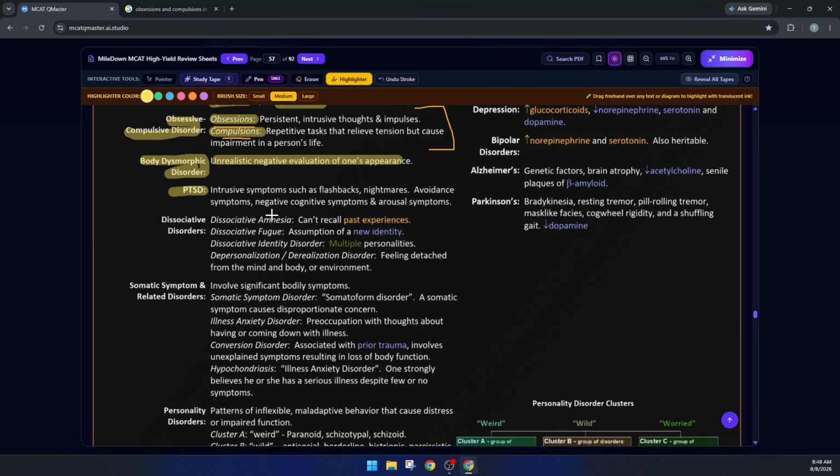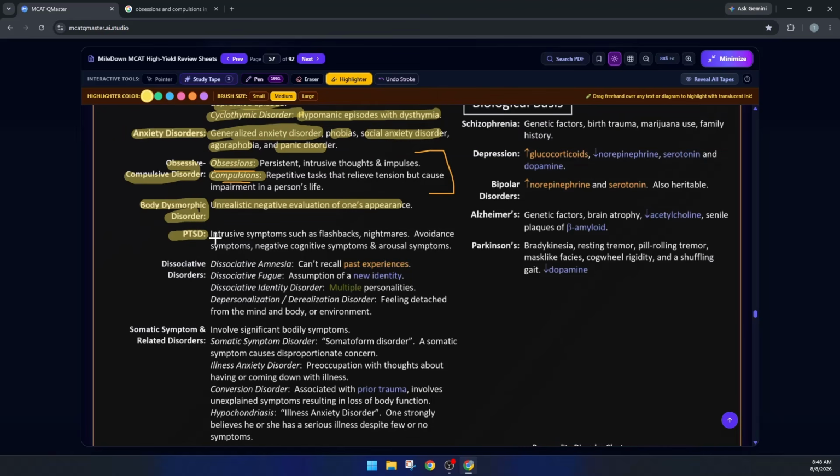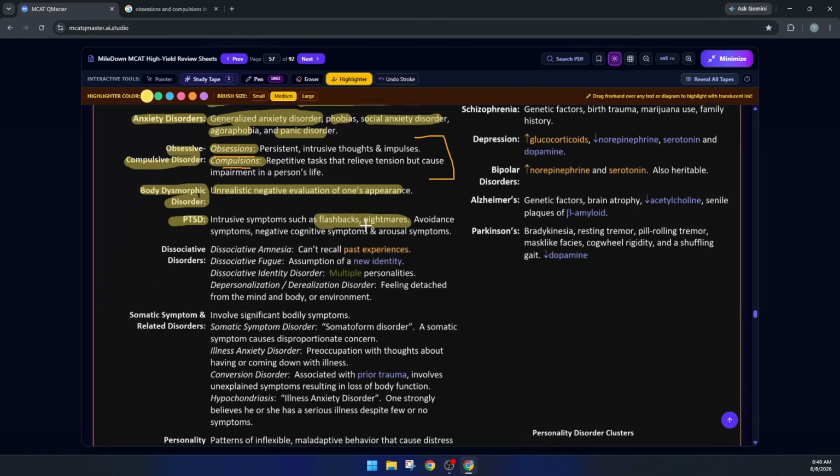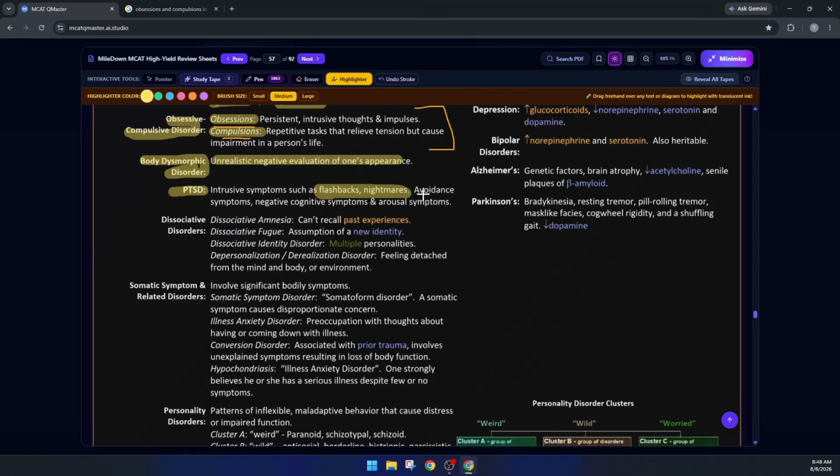PTSD. Post-traumatic stress disorder is what PTSD stands for. There are intrusive symptoms such as flashbacks and nightmares. So if you ever watched a movie with war soldiers who come back from war, they might have PTSD, post-traumatic stress disorder, where they get flashbacks and nightmares, reoccurring due to the stress and trauma that they've been through, right?